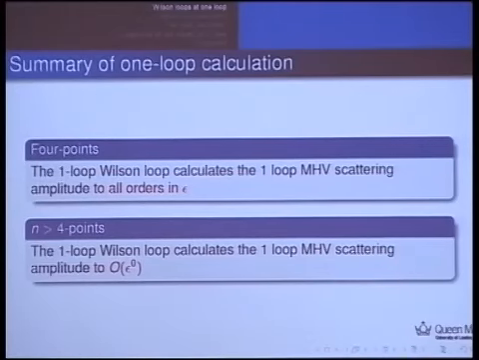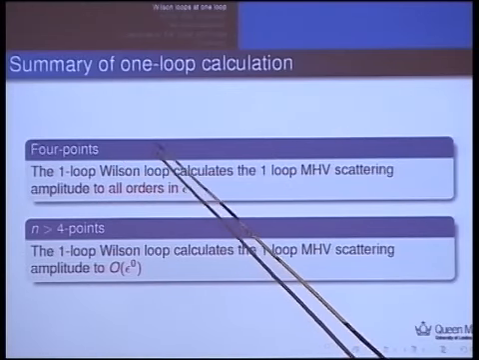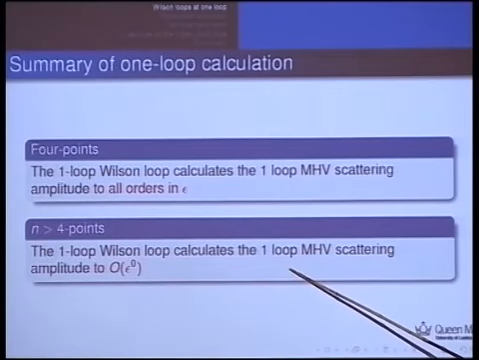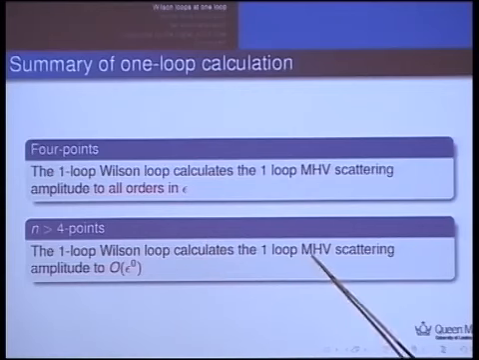Okay, so let's just summarize that. The one loop Wilson loop, in fact, calculates the one loop MHV scattering amplitude to all orders in epsilon at 4 points. At greater than 4 points, we can no longer say this, for the following reason. At n greater than 4 points, the Wilson loop calculates the one loop MHV scattering amplitude just to finite order, for the following reason.